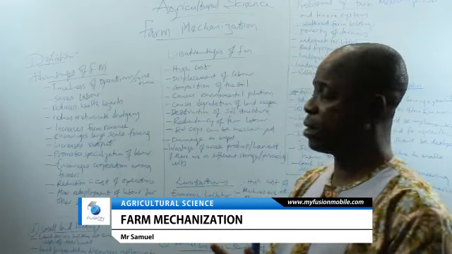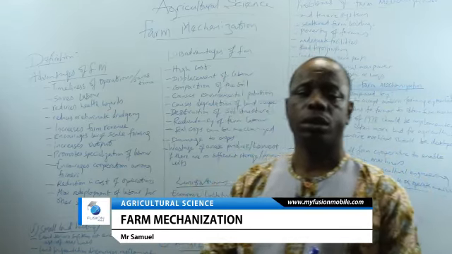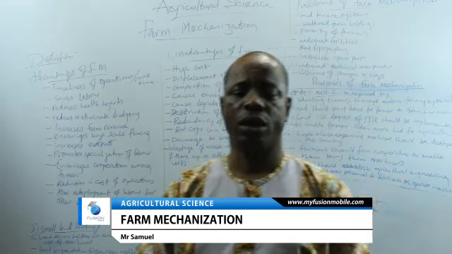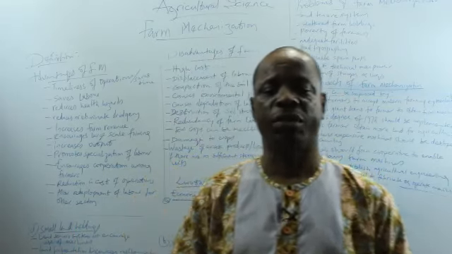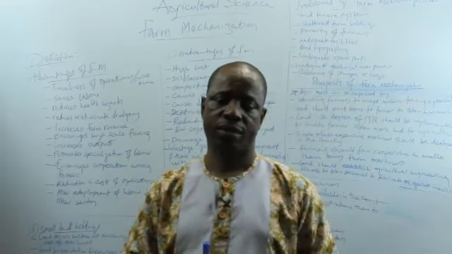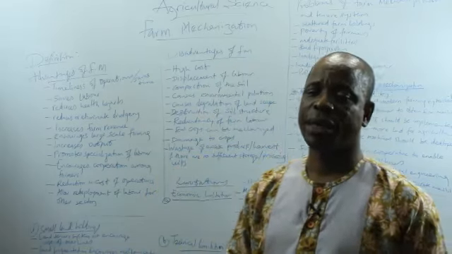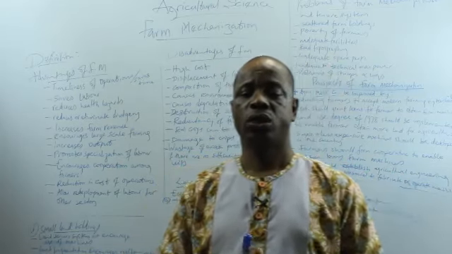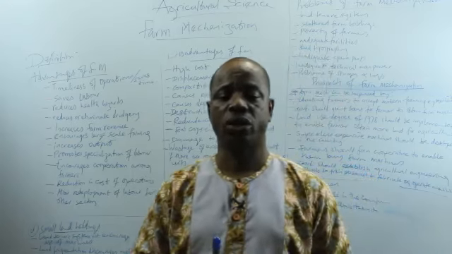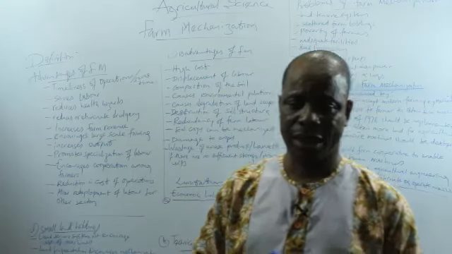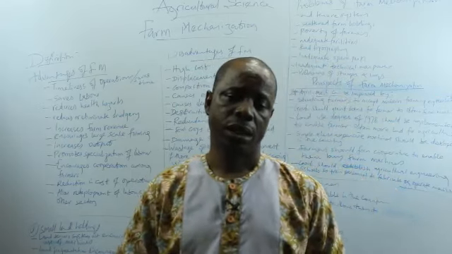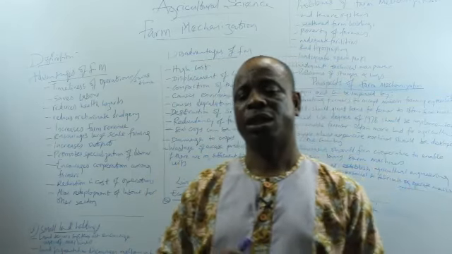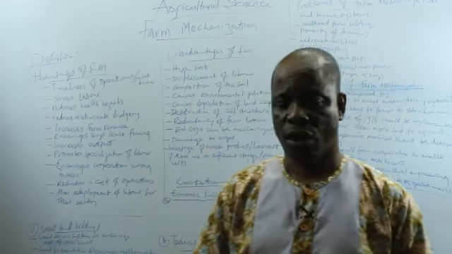Farm mechanization involves the application of the various machines and implements that we have been studying on the farm to improve the productivity and the profitability of the farm business. I take it again. Farm mechanization involves the introduction and the application of the various machines and implements on the farm in order to maximize the productivity and profitability of the farm business.